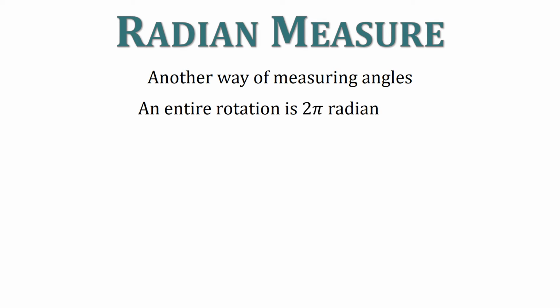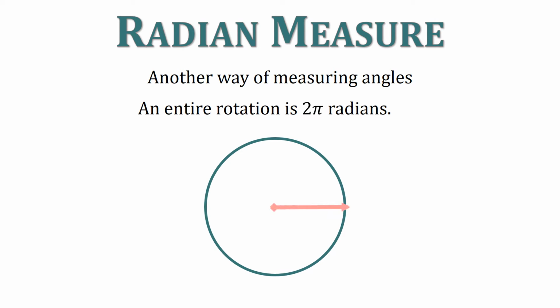Radian measure. What is a radian measure? It's just another way of measuring angles. Radians are a special relationship between the radius and the circumference. We're not going to dive into that relationship, but please know that it is a relationship between the radius and the circumference. An entire rotation is 2 pi. So here we have our circle. Here is our initial side. We are going to make an entire rotation around the circle, and that was 2 pi radians.